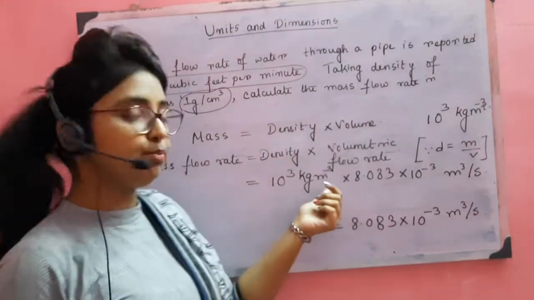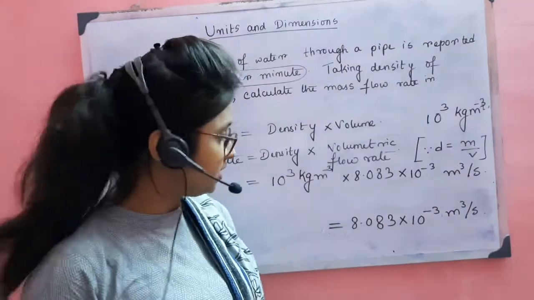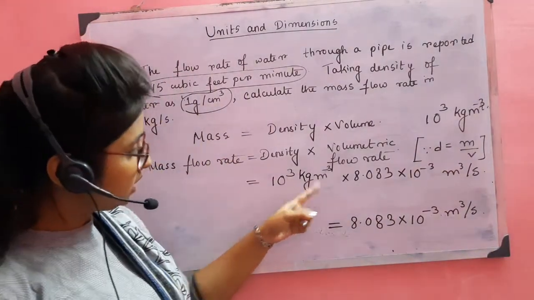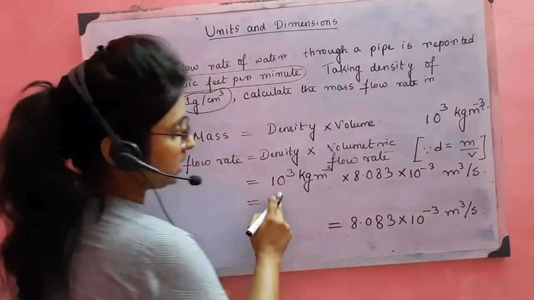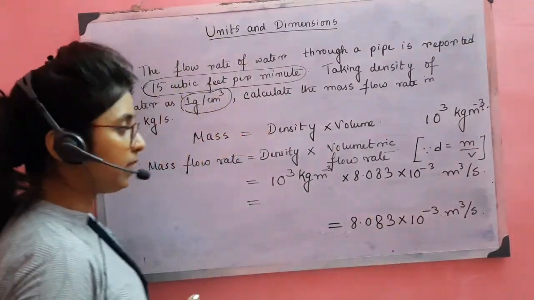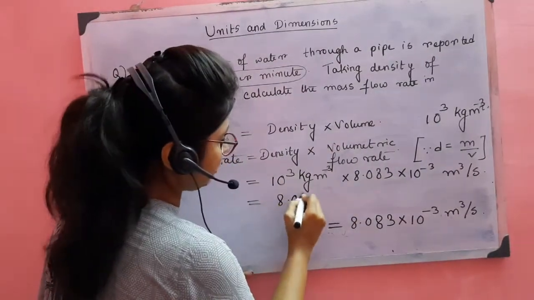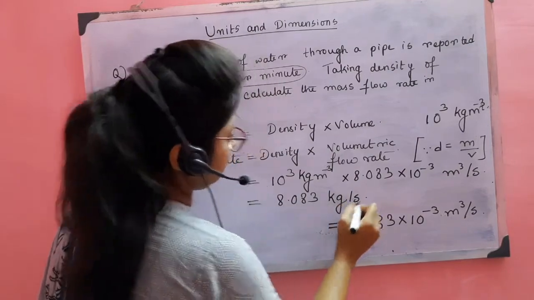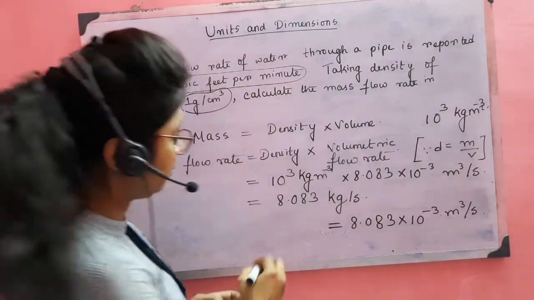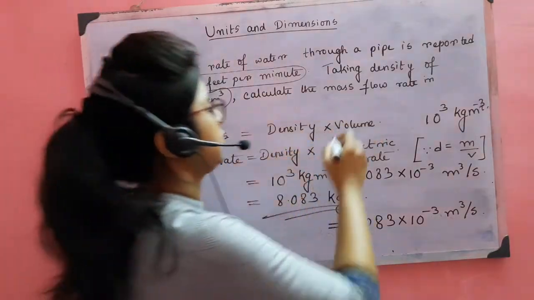Here the unit is per meter cube and here the unit is meter cube, so it gets cancelled out. I am left with kg per second, and multiplying 10 cube and 10 to the power minus 3, these two get cancelled out. I am left with only 8.083 kg per second. This is my final answer for this mass flow rate.